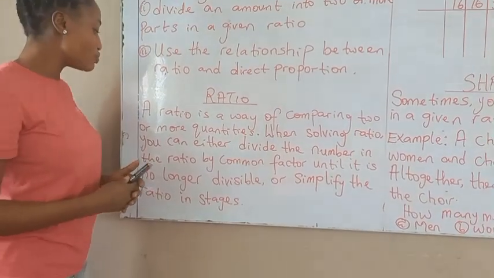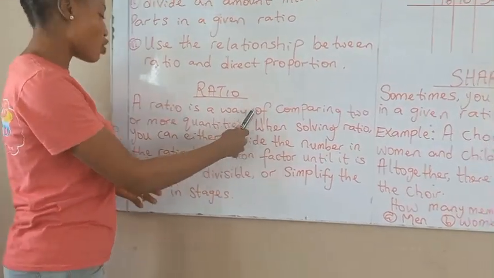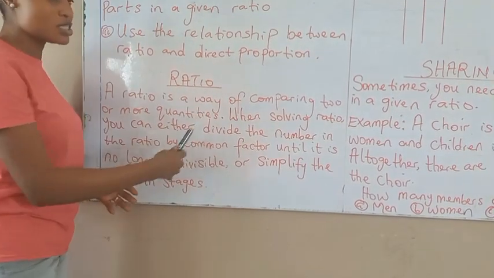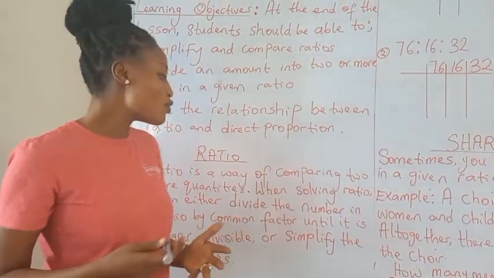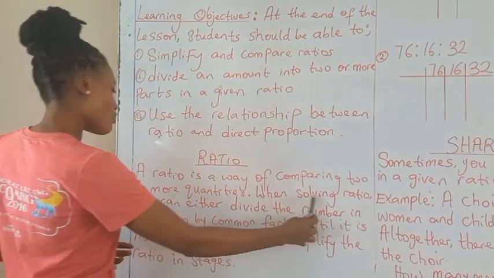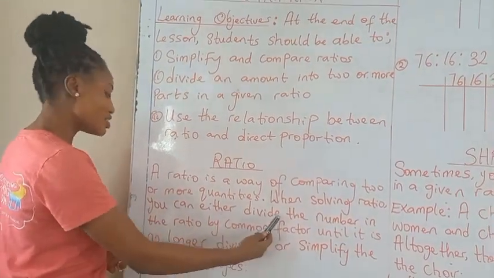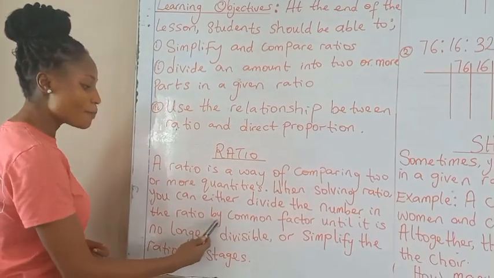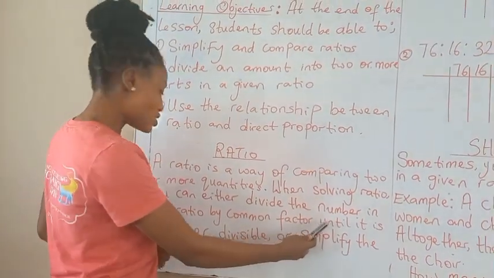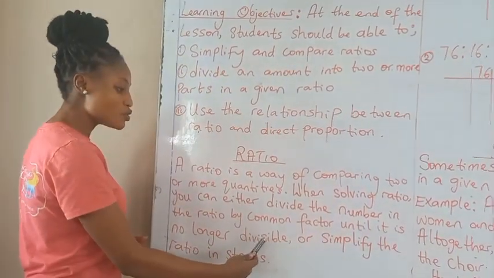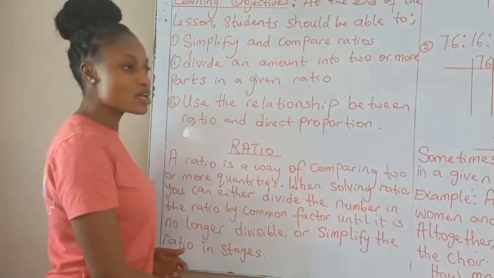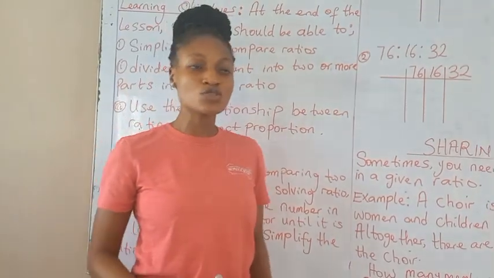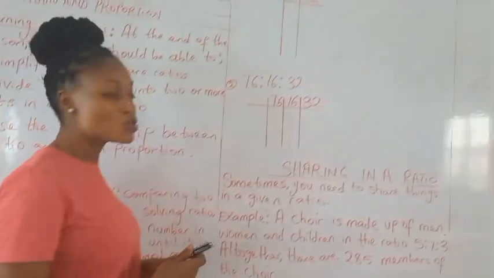Firstly, ratio. A ratio is a way of comparing 2 or more quantities. Whenever you want to compare 2 or more quantities, you make it a ratio. When simplifying a ratio, you can either divide the numbers in the ratio by a common factor until it is no longer divisible, or simplify the ratio in stages. So I will make use of these two methods to solve 2 examples.